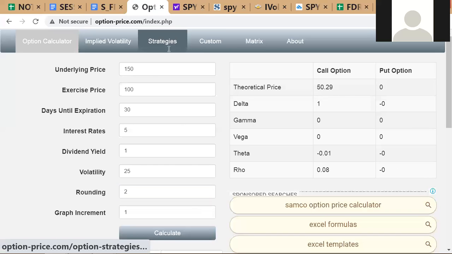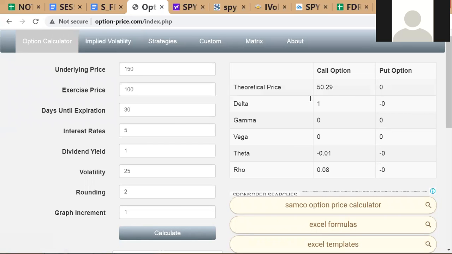Because the intrinsic value has already gone to 50, as you can see. Because by exercising at 100 and selling it in the underlying market at 150, you can make $50 of profit. So theoretical price is already $50 plus a little bit. This is your time value. Total price is this. Intrinsic value is 50. So time value must be the balance of that, which is 0.29.